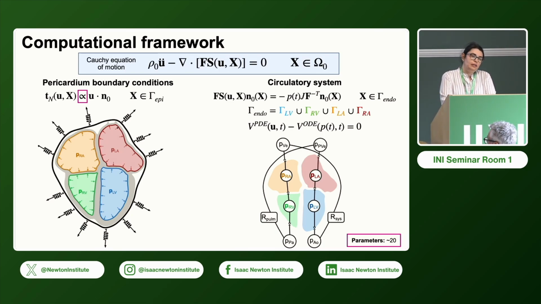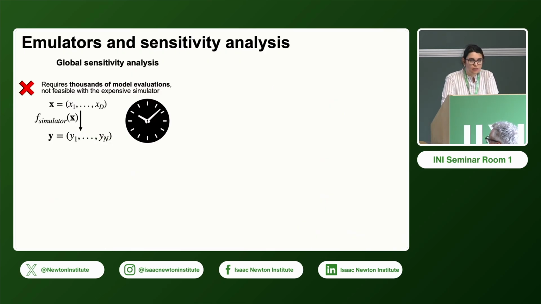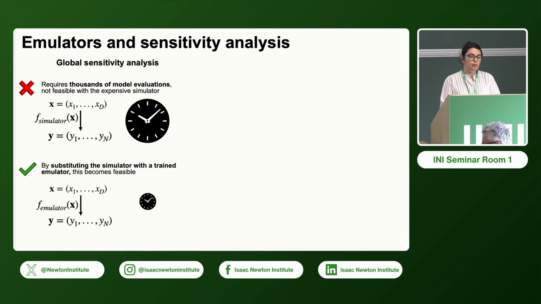So given the number of parameters I've been listing and the complexity of the simulations, doing a sensitivity analysis is pretty much impossible because the simulations cost 4 or 5 hours on 512 cores, which is an insane amount of compute time. And so we need to be smarter, so we use emulators.